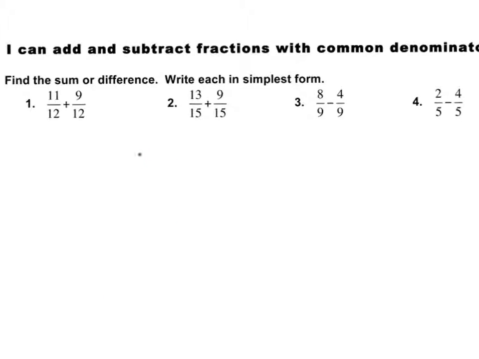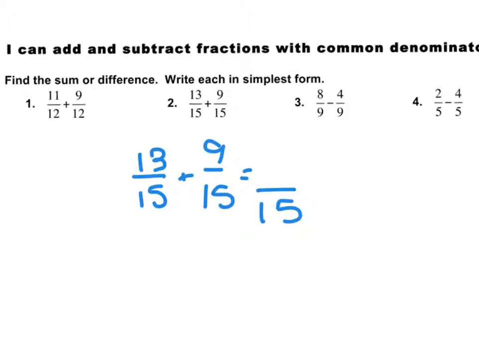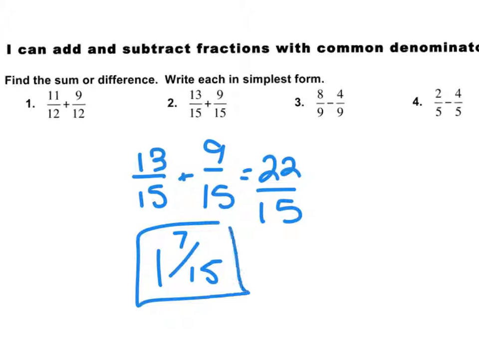For our next one, we have 13/15 plus 9/15. And we're checking to see if we have a common denominator, and we do. So now we're just going to add across. I'll take 13 plus 9 and I'll get 22. And let's then take this and turn it into the mixed fraction. So 15 goes into 22 one time, and then I'll have a remainder of 7 all over 15. And that can't be simplified any further, so that's going to be my answer, 1 7/15.